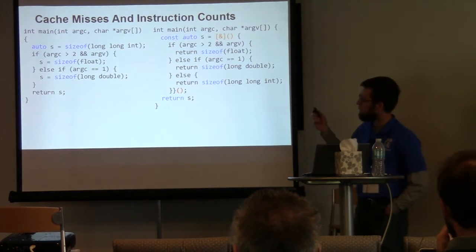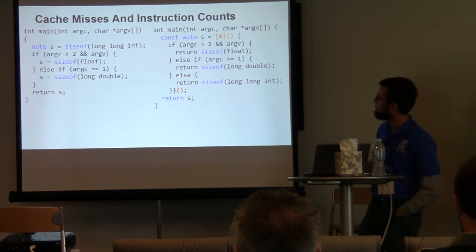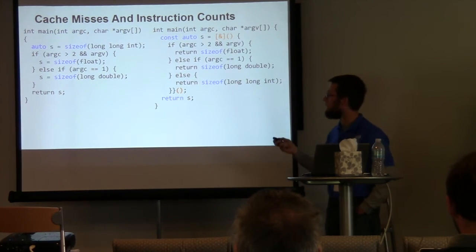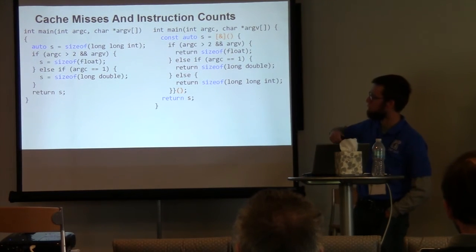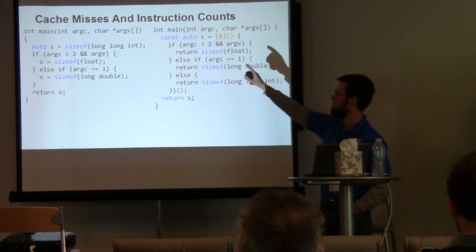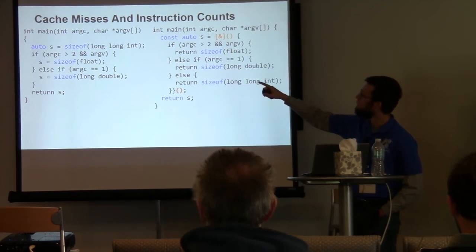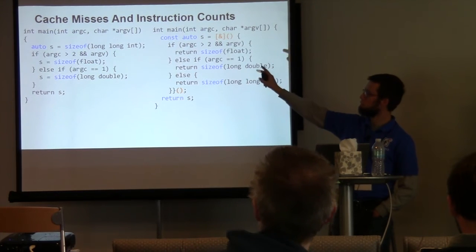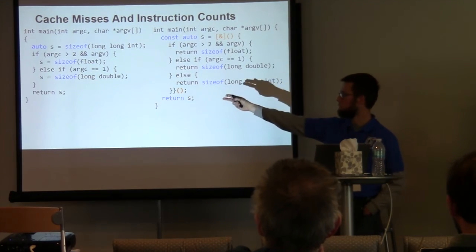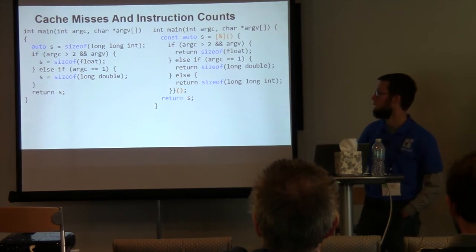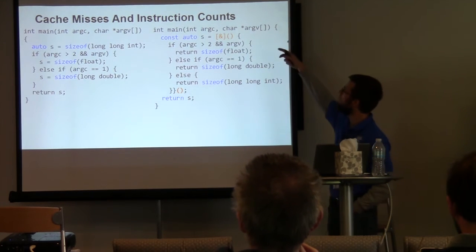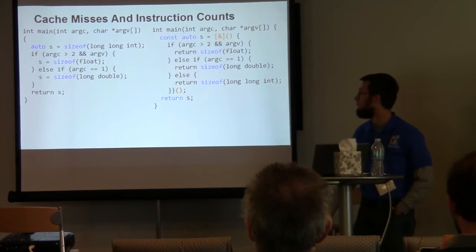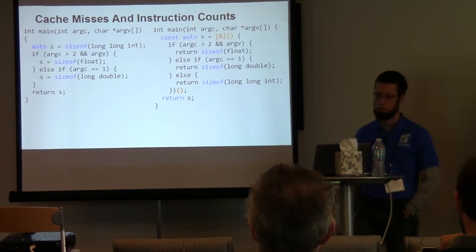So this is that real example that I showed a few slides back, where I was initializing the size of, well, it's related to that example. I'm initializing the variable s with a default value, then reinitializing it with something that I actually want it to be if I need to, or using the lambda and invoking it all at once.